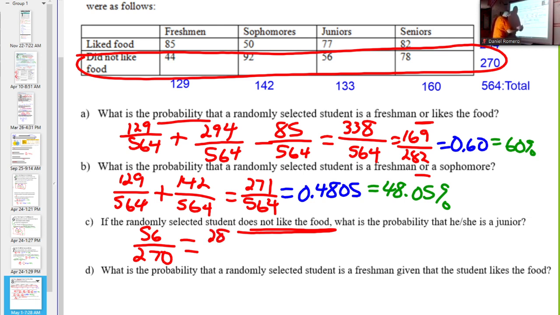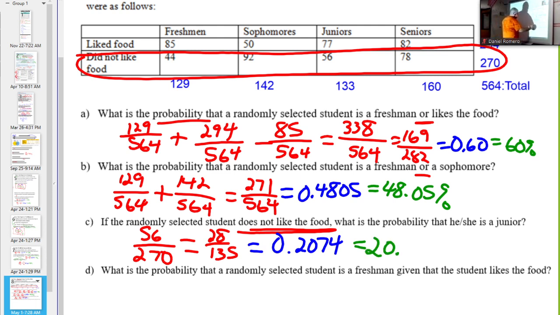28 out of 135, as a decimal, I'm getting 0.2074. And then as a percentage, that would either be 21% if you're rounding to the nearest percent, or 20.74% if you were just converting directly.